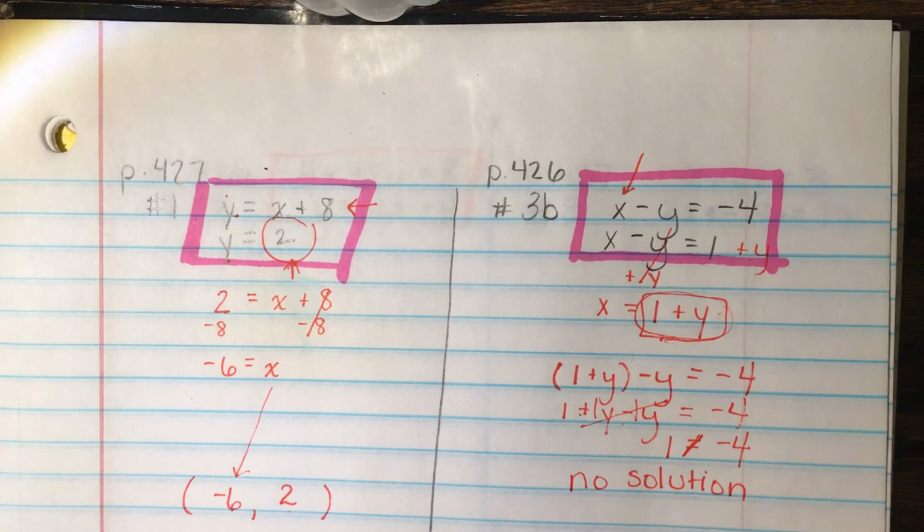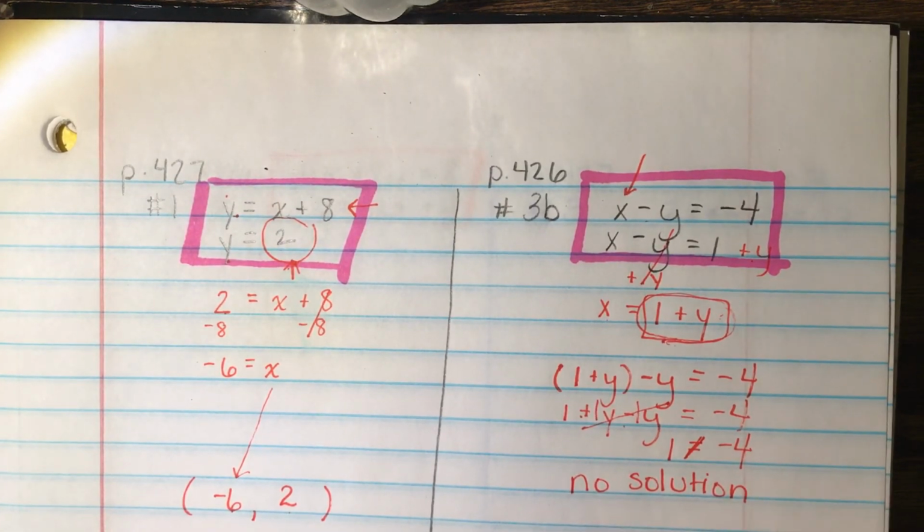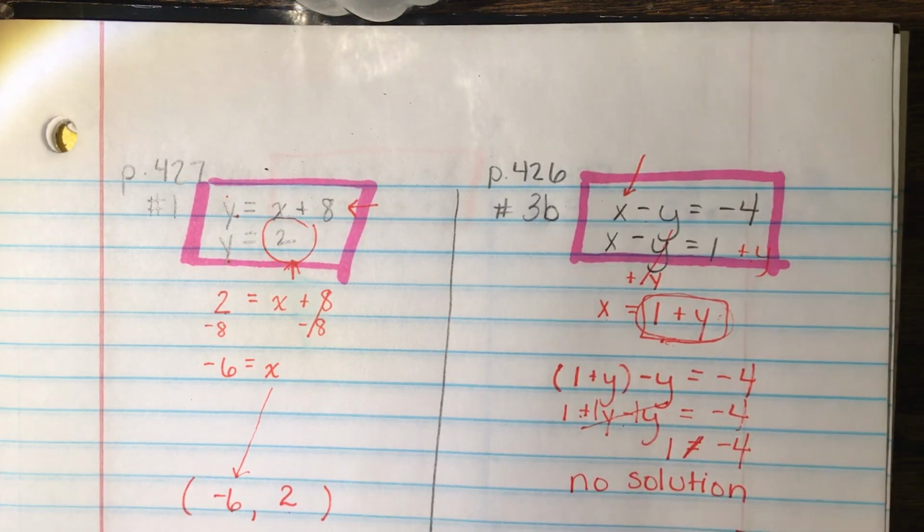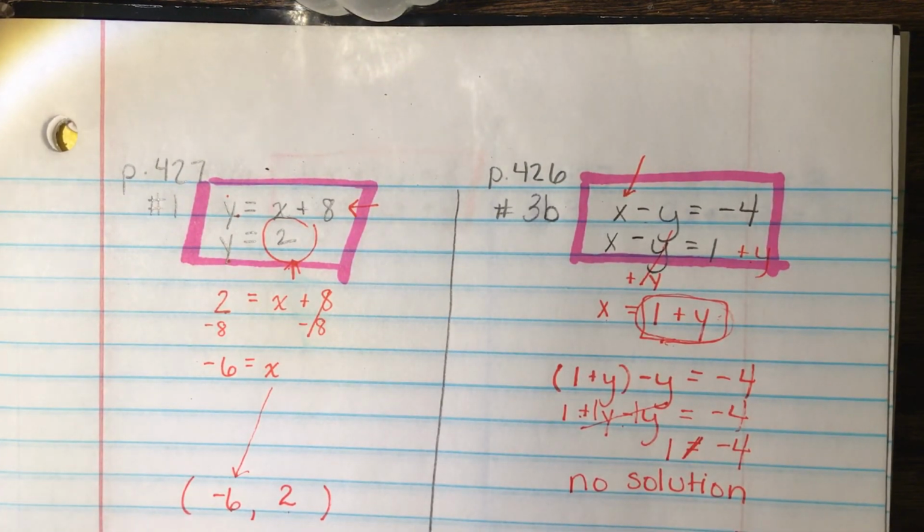This is the type where they are parallel lines. So when we had graphed them, we ended up graphing them and they had looked like this. They basically have the same slope, and that's why you end up never intersecting. So there is no solution.